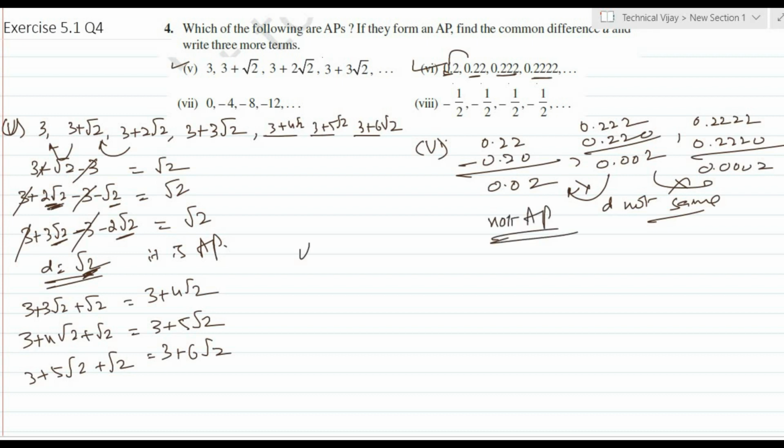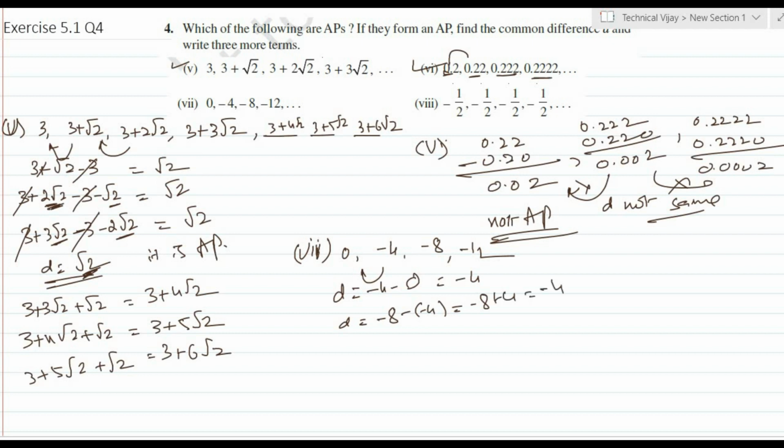So you will go for the seventh one. Here 0, minus 4, minus 8, minus 12. So the common difference is minus 4 minus of 0, which is equal to minus 4. Again, minus 8 minus of minus 4 is minus 8 plus 4, which is equal to minus 4. And D again is minus 12 minus of minus 8, which is minus 12 plus 8, equal to minus 4. So D is equal to minus 4 and it is AP.